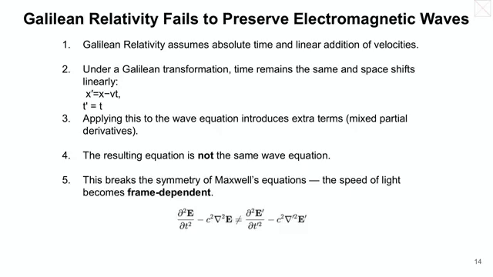Why Galilean transformations break Maxwell's equations. Galilean relativity assumes absolute time and linear addition of velocities. Under a Galilean transformation, time remains the same and space shifts linearly. x prime is equal to x minus vt. t prime is equal to t. Applying this to the wave equation introduces extra terms, mixed partial derivatives. The resulting equation is not the same wave equation. This breaks the symmetry of Maxwell's equations. The speed of light becomes frame-dependent.